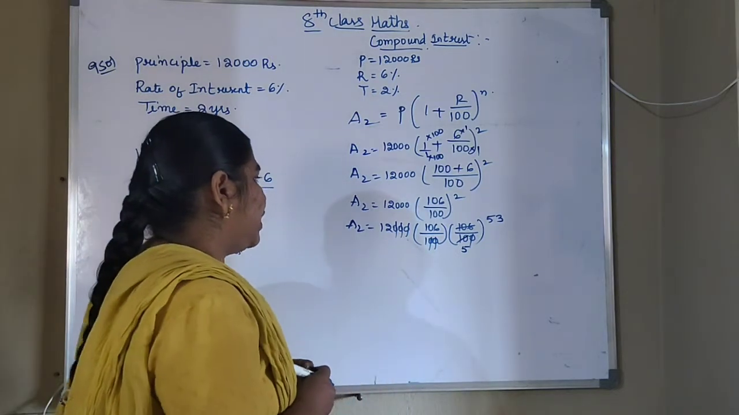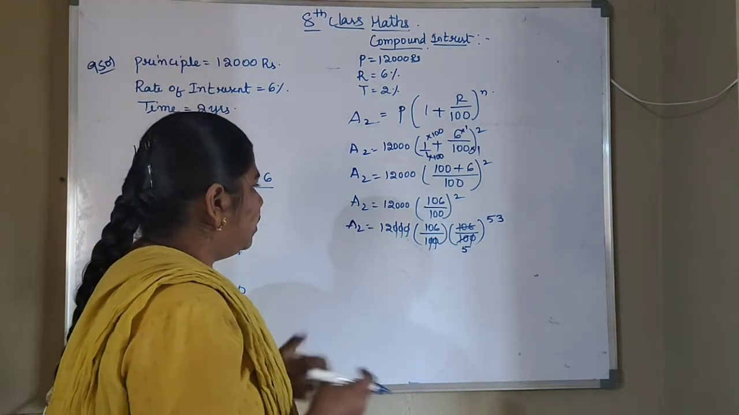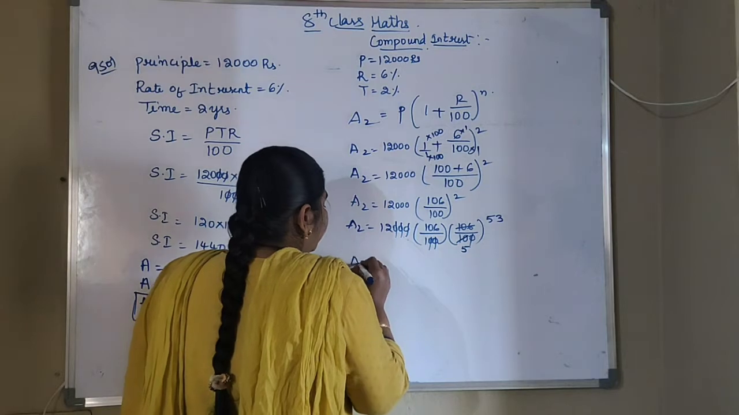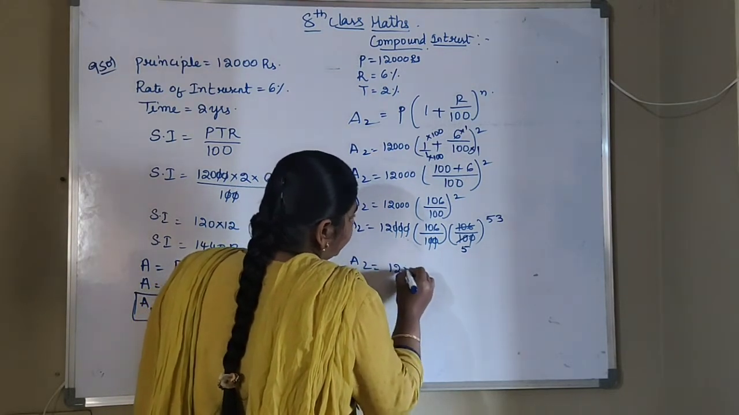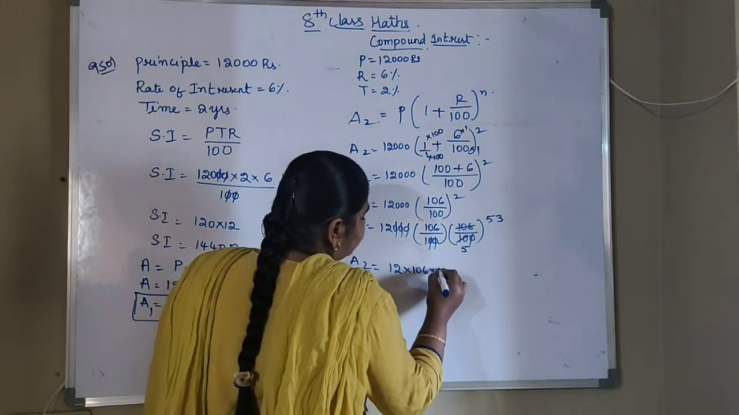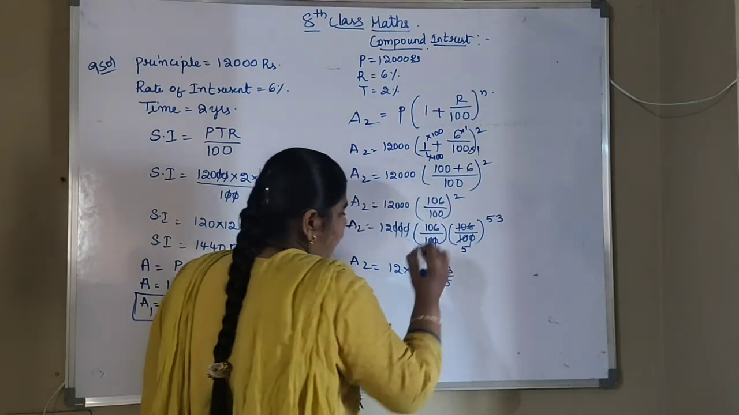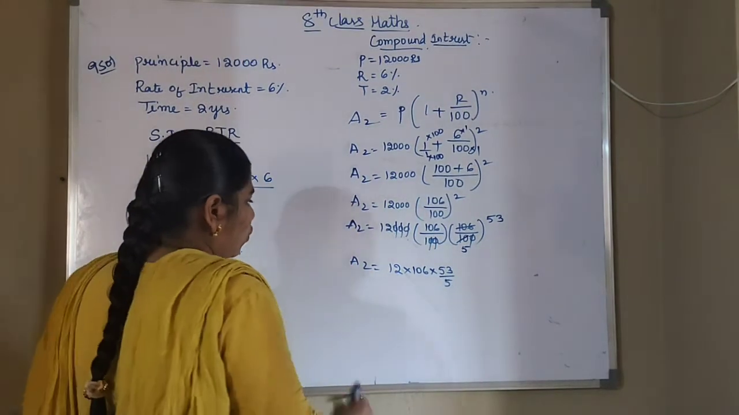Now in which table can we cancel? Can we cancel in any table? No, it will not go. So A2 is equal to 12 into 106 into 53 by 5. So we have to multiply all the values.